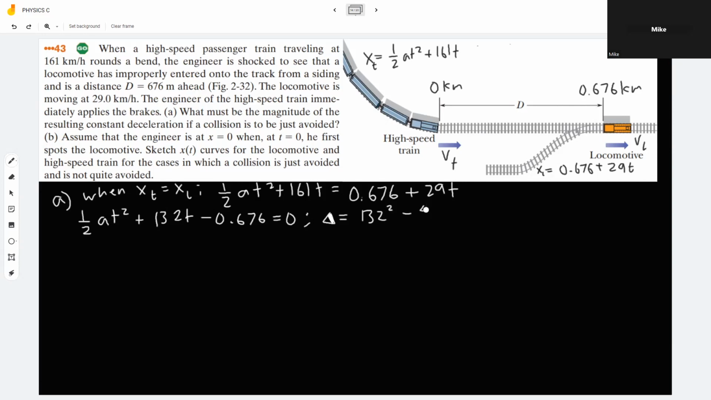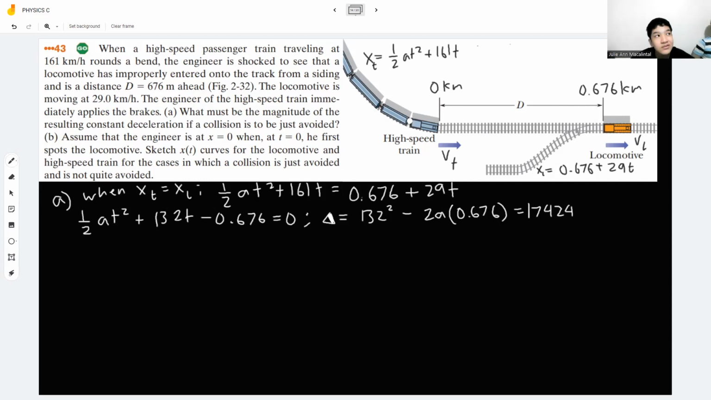Okay, so 1/2 a. What is it again? 4a, yes, 4 times a times 0.67. B squared minus 4a c, so 1/2. Okay, so 2 times B. Wait, C is negative, right? Look, C is negative 0.676. I forgot. Almost a catastrophic disaster.